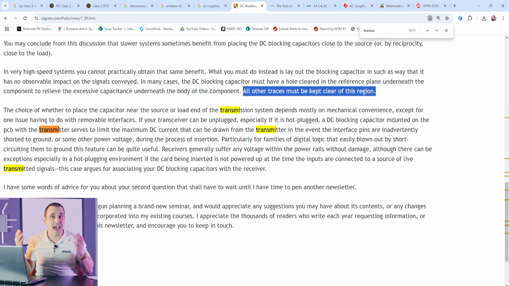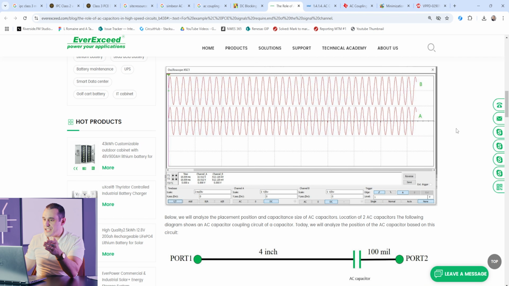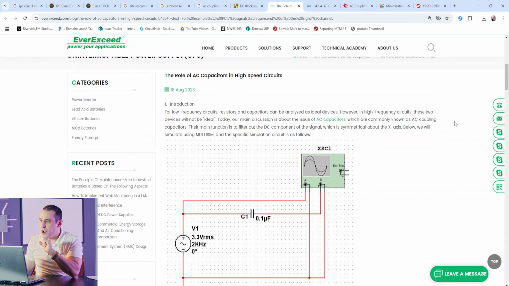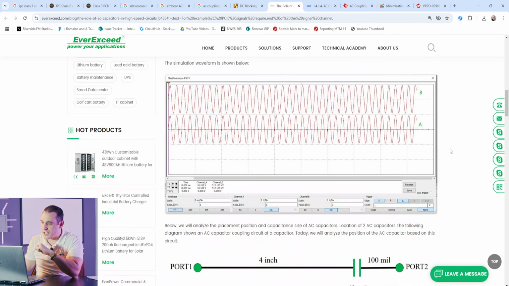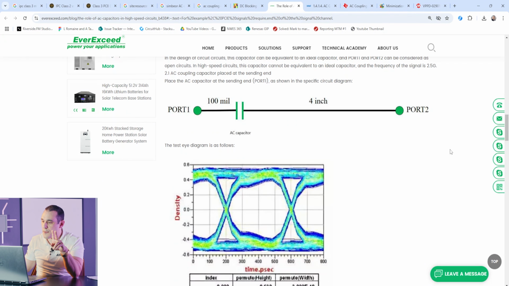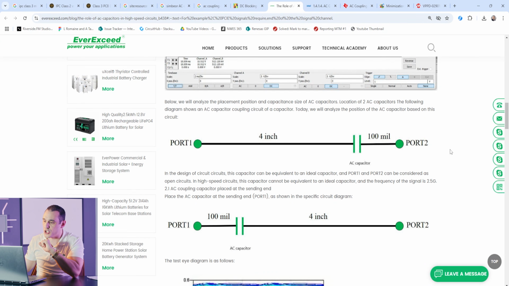Let's take a look at some test data to see if we can see a real difference between placement at drive side or receive side. Here I'm on everexceed.com, and I've never heard of EverExceed, but they do have a page here on their website where they're looking at the role of AC coupling capacitors in high-speed interconnects. And you can see here that they define two situations, and then they provide some test data for these situations. Here they have an example where they're driving at port 1, and then they have caps placed close to port 2, which would be the receive port.